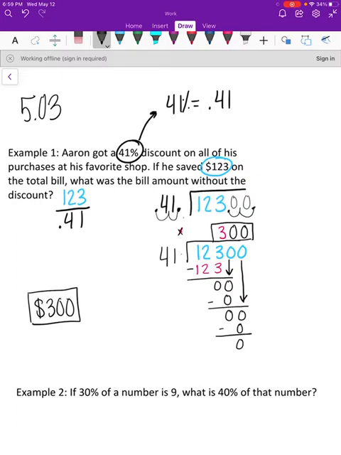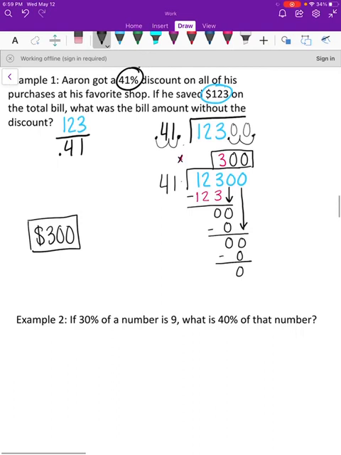All right, so on number 2, we're going to do the same thing. If 30% of a number is 9, what is 40% of that number? So this one, we're going to have to be a little creative with. So let's see. We have to figure out 30% of some number is 9.